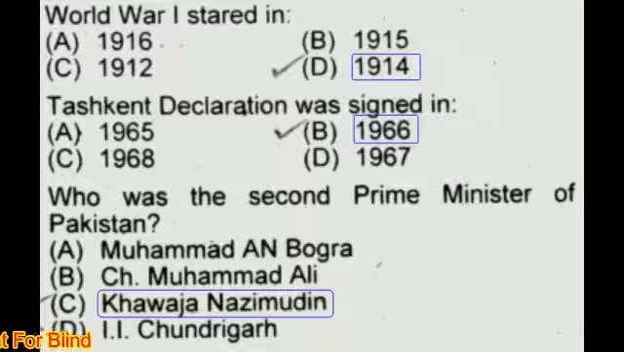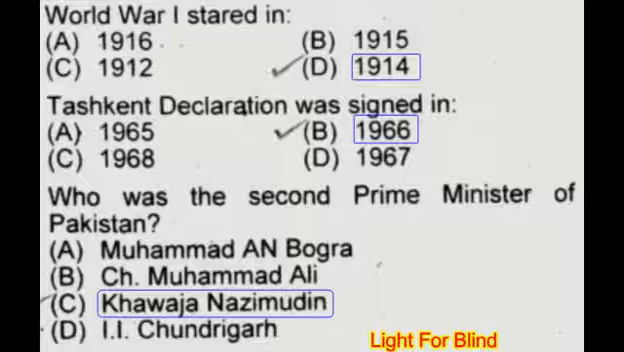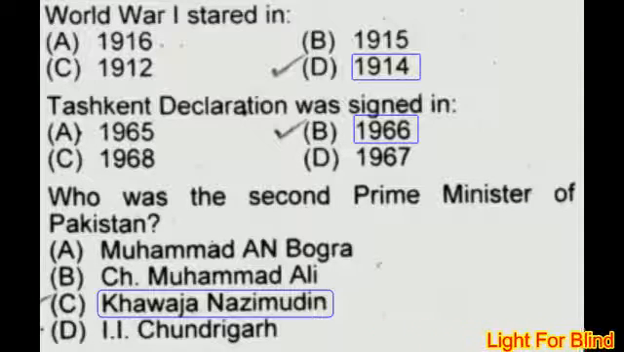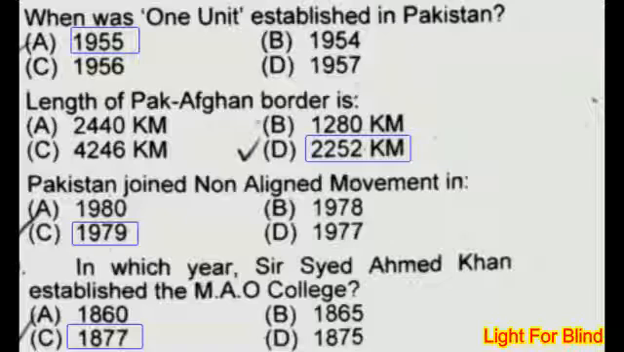Number 94. World War first started in. Answer is 1914. Number 95. Tashkent Declaration was signed in. Answer is 1966. Number 96. Who was the second Prime Minister of Pakistan? Answer is Khaja Nazimuddin.